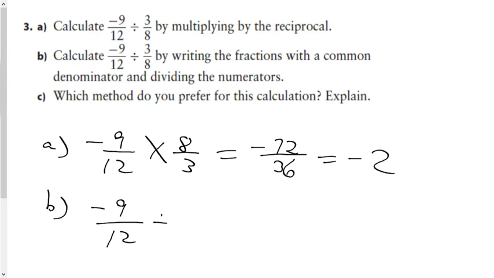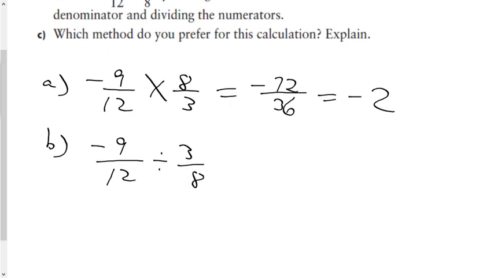Now, if we do it with B, which a lot of you probably have done in grade 8, but probably have forgotten since then, with a common denominator, what's the first multiple that 12 and 8 share? Is 24 the first one? So we're going to write 24 as our common denominator. Our equivalent fractions will be negative 18 24ths and 9 24ths. Are you with me so far?